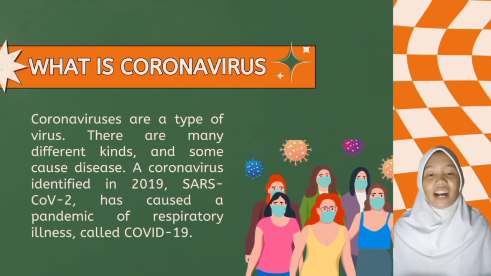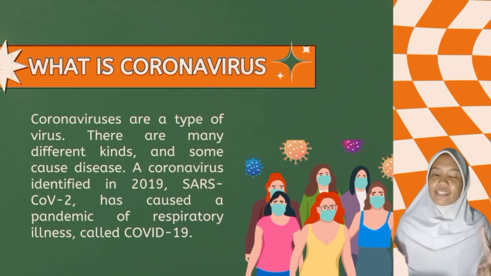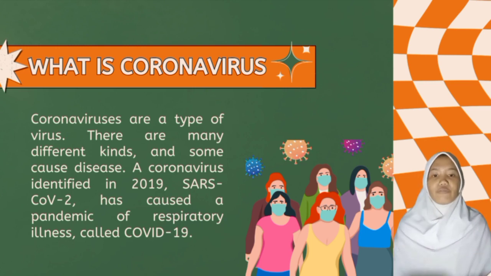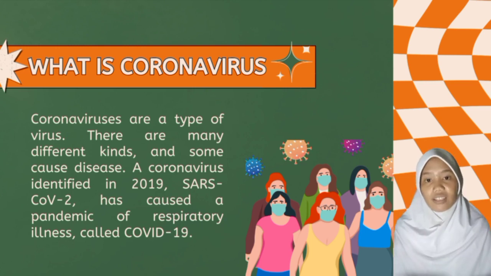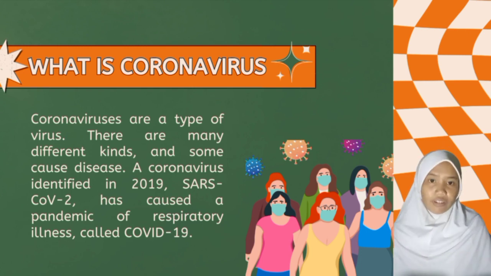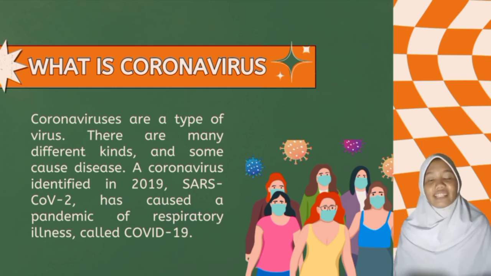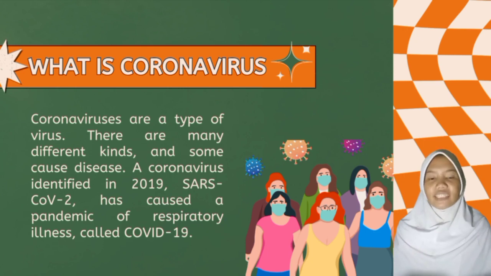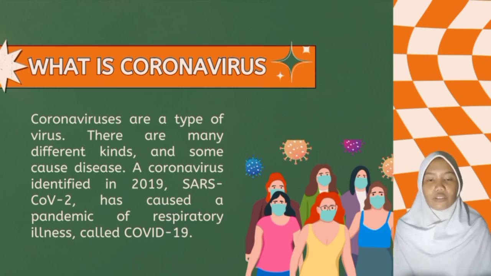So to begin, I will start with a very basic question. What is coronavirus? So coronavirus is obviously a type of virus. They have many variants and some cause disease. Coronavirus, more known as COVID-19, was first discovered in 2019 as SARS-CoV-2. This COVID-19 has caused some respiratory illness, making us go into isolation and pandemic.